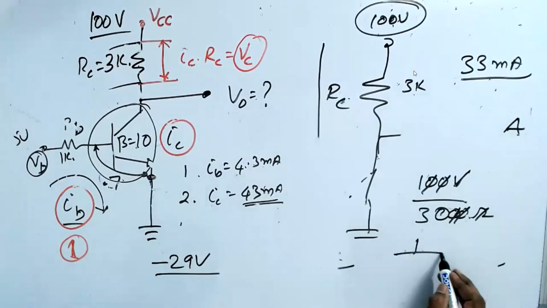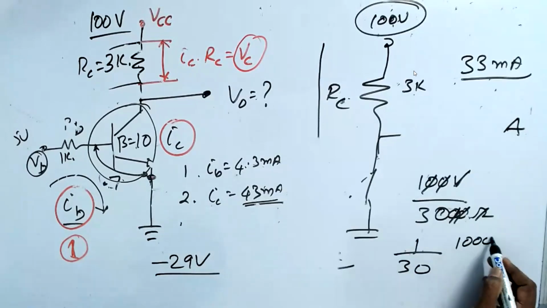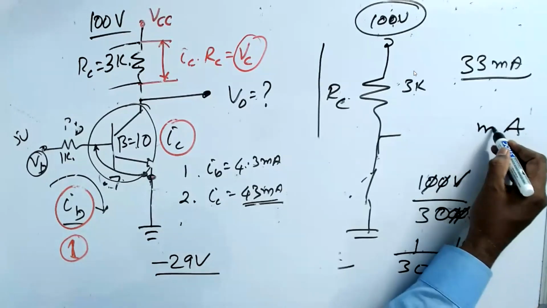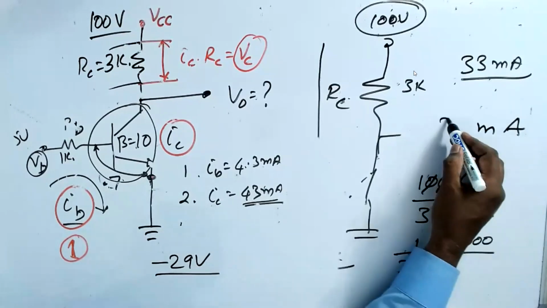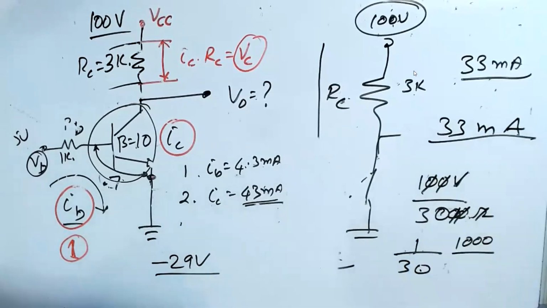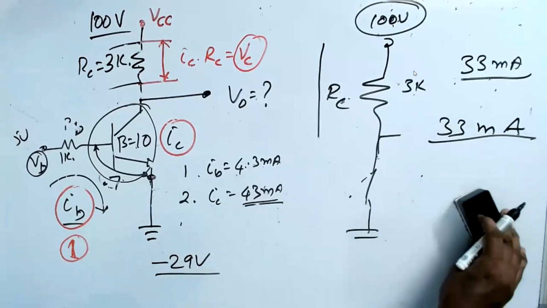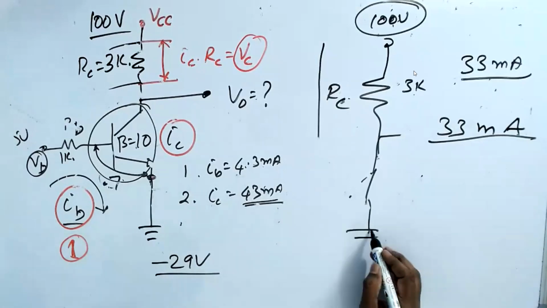1 by 30. I can say multiply 1000, bottom by 1000. The 1 by 1000 is milliampere. So 1000 by 30 is 33, so 33 milliampere. These calculations have to be very clear. I told you, every time you cannot use the calculator. You have to be very clear sometimes.